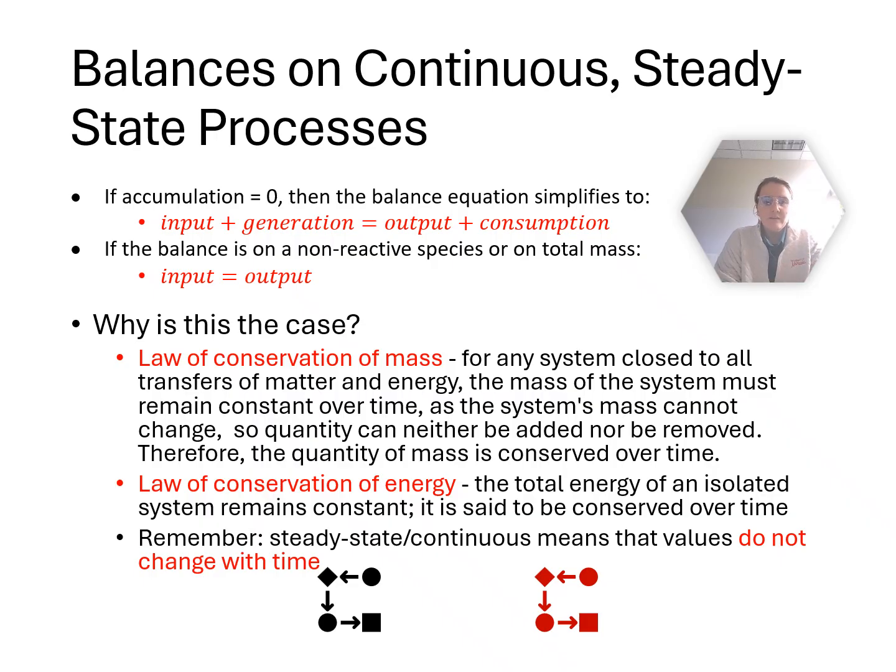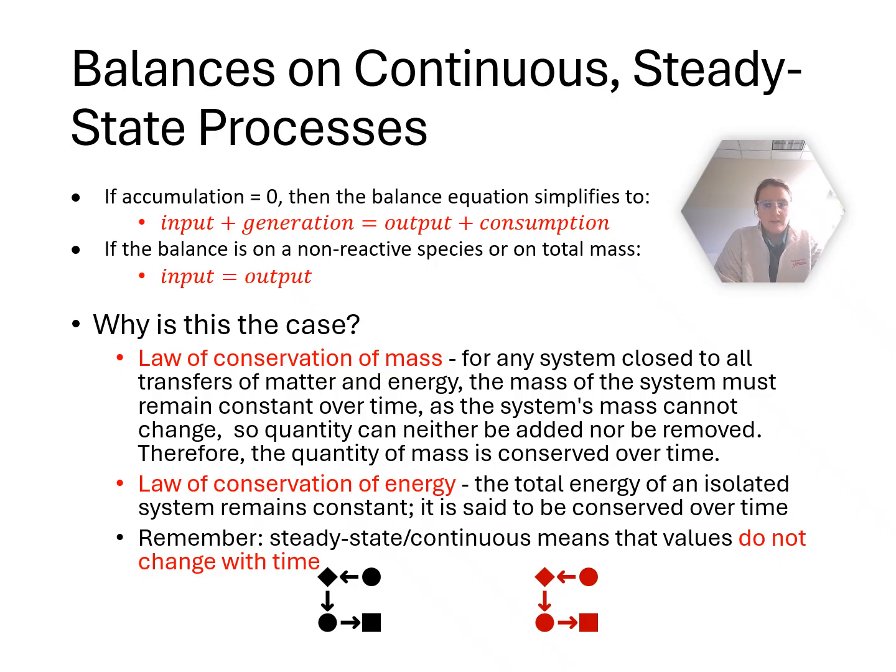And then remember, if the balance is on a non-reactive species or on total mass, we can say that the input is equal to the output in that given system. Now, why is this the case? Why are we allowed to do this? Well, we have the law of conservation of mass. For any closed system, any transfer of mass and energy has to remain constant over time, because the system's mass can't change, so either quantity can't be added or removed. It has to be conserved.